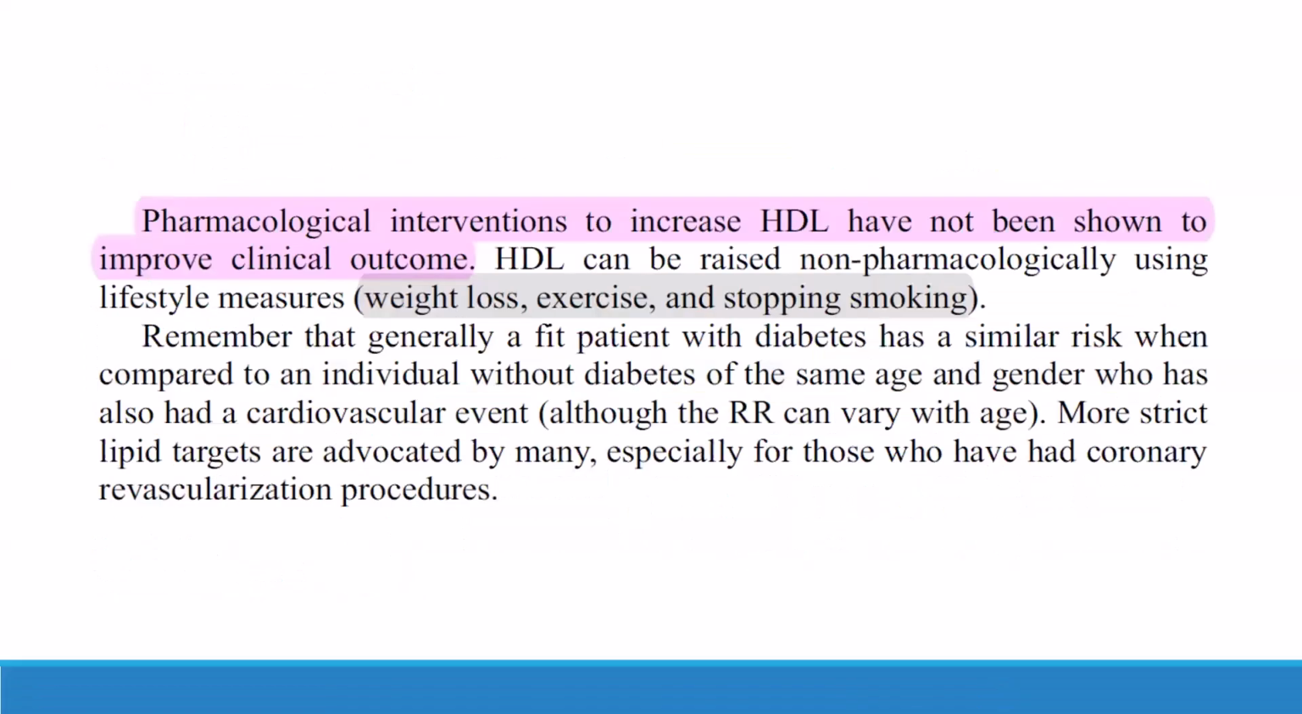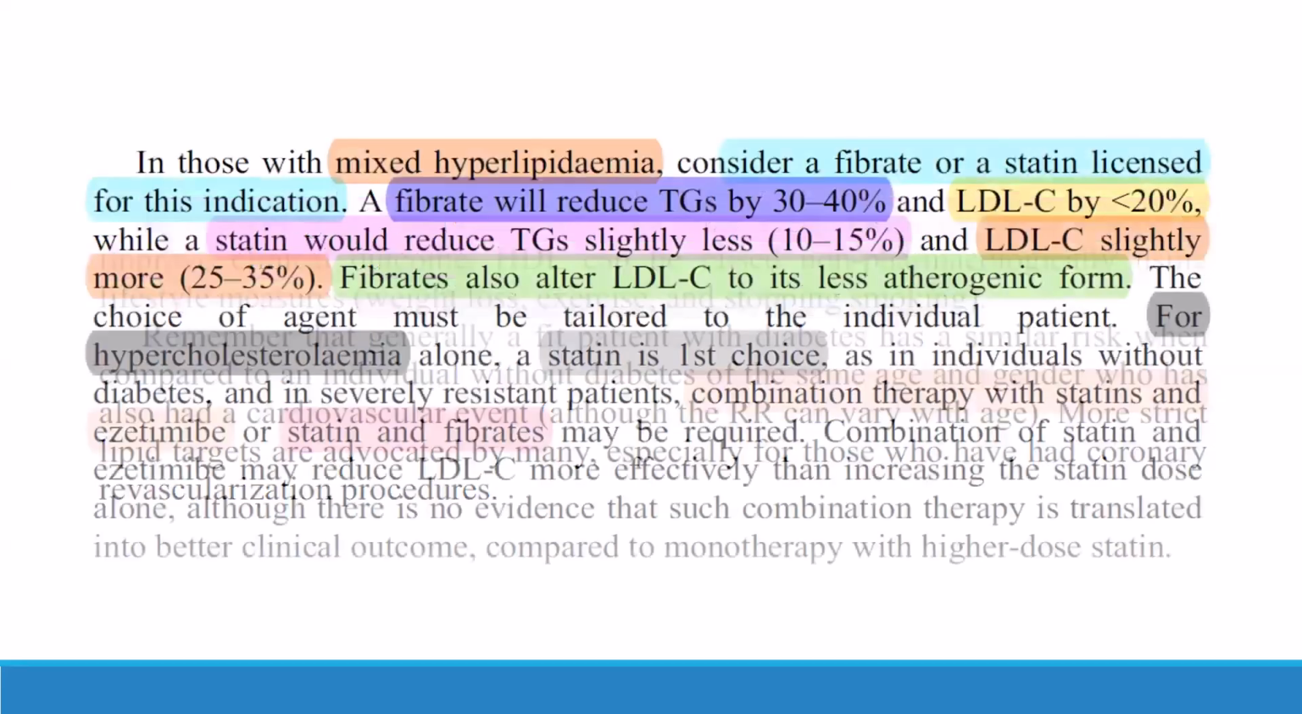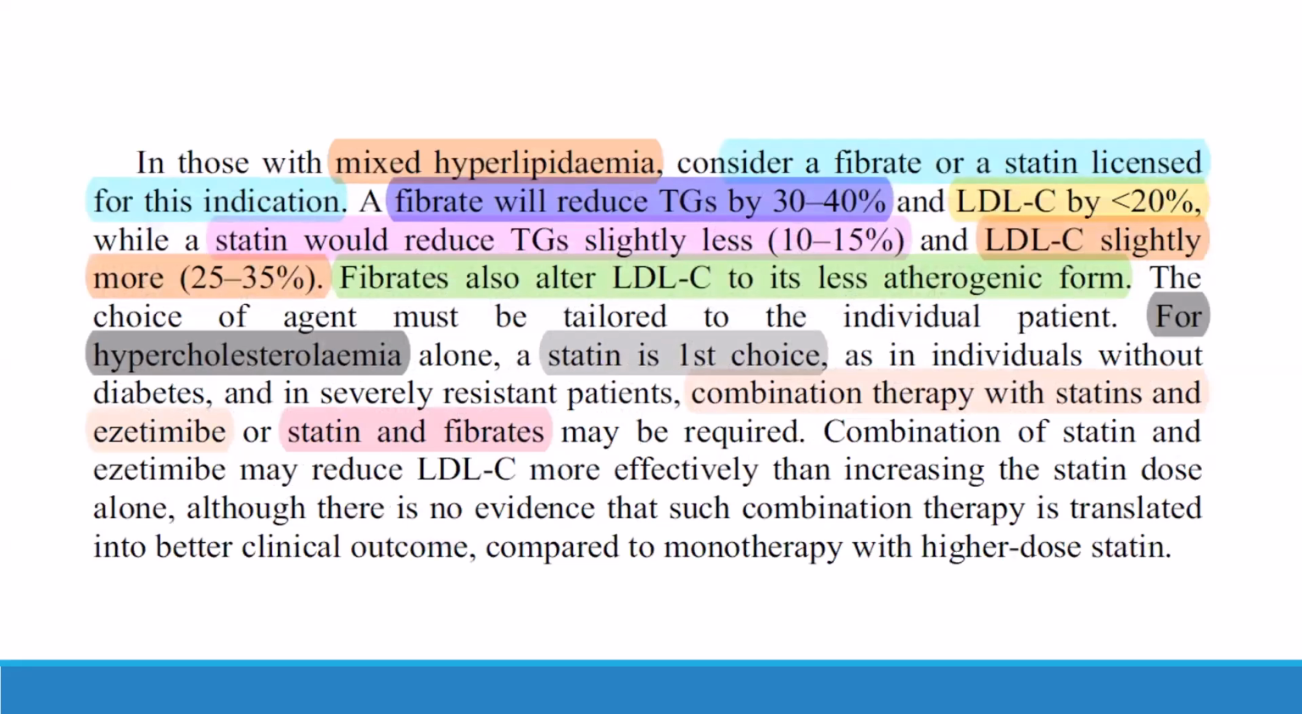The pharmacological intervention to increase the HDL cholesterol has not been shown to improve the clinical outcome in a lot of trials, so niacin is not recommended nowadays for increasing HDL cholesterol. Mixed dyslipidemia, we should consider fibrate or statin licensed for this indication. Fibrate, this is very important.